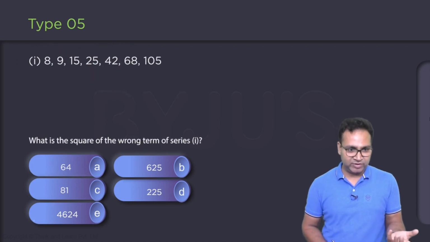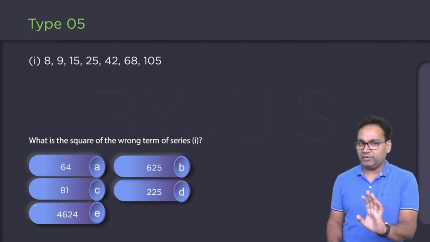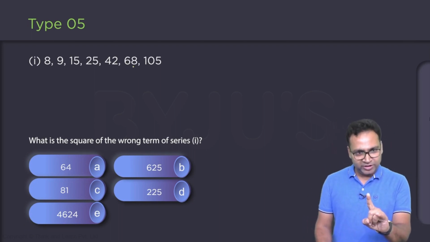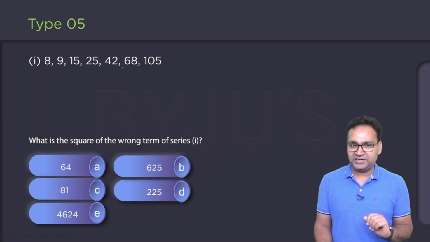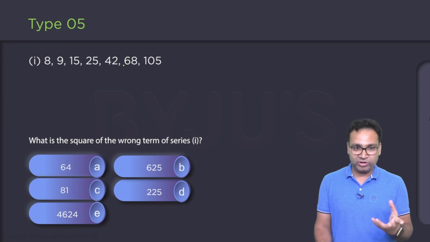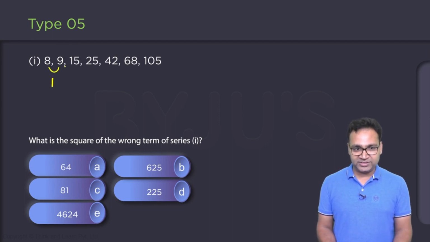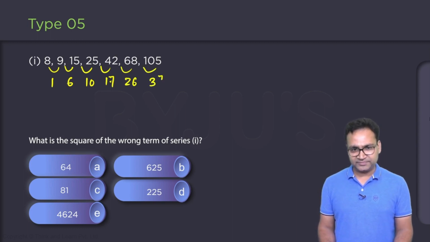If I look at series 1, obviously it is not based on multiplication, because it is not a rapid move like 6 to 8 double. It is significantly less than double. 42 double is 84, and this is not close to double. So let me take differences now. The differences are 1, 6, 10, 17, 26 and 32, and 5, 37.